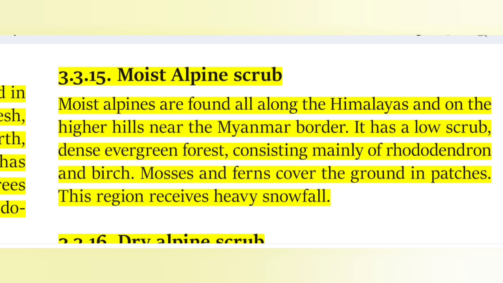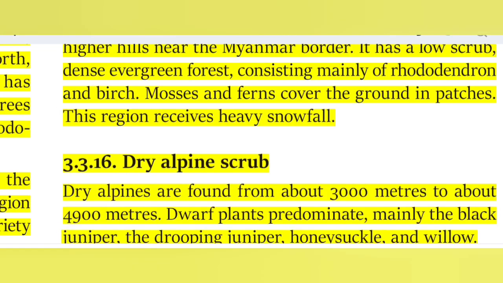So moist alpine shrub. Moist alpine is found all along the Himalayas and on the higher hills near the Myanmar border. It has low shrub, dense evergreen forest consisting mainly of rhododendron and birch. Mosses and ferns cover the ground in patches. The region receives heavy snowfall.